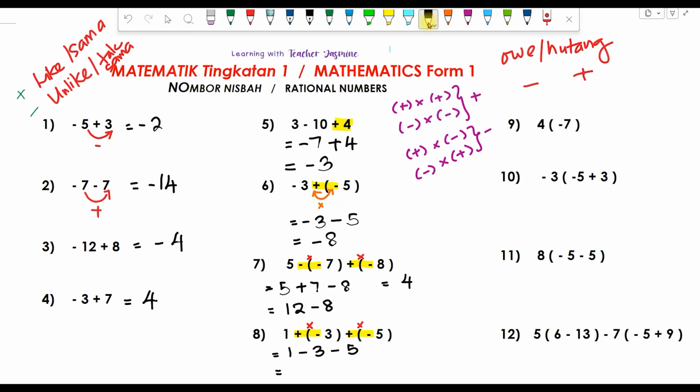So you are still owing 2 ringgit. Then minus 5 atau negative 5, tulis balik semula. So tadi dah hutang 2 ringgit, right? You already owed the person 2 ringgit, but now you are owing the person another 5 ringgit. So now in total you are owing the person 7 ringgit. Okay. Now let's look at this one.